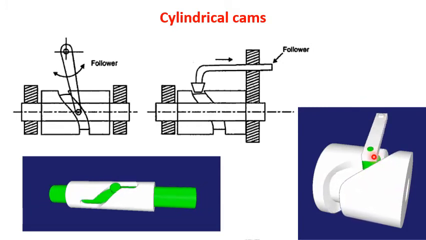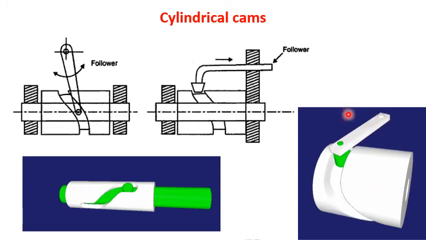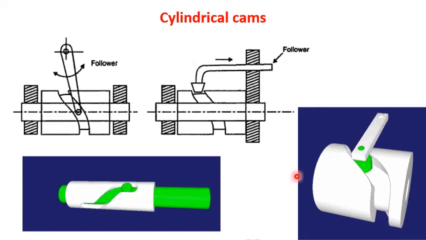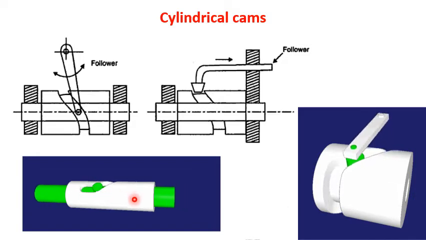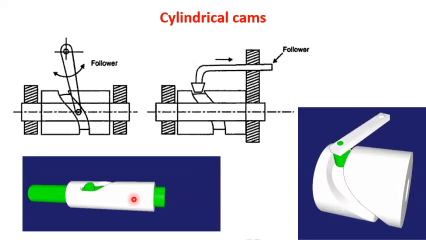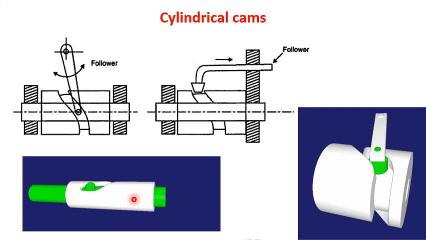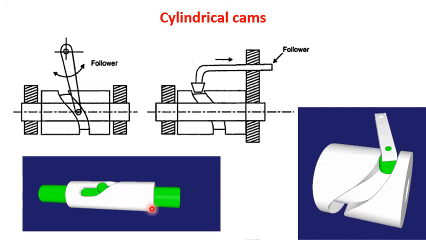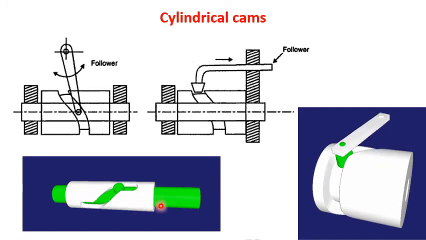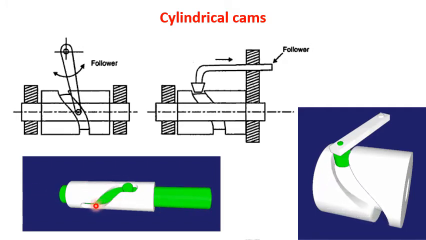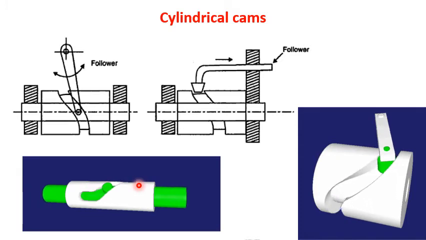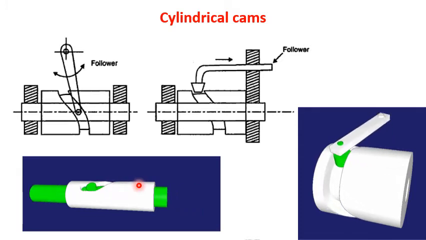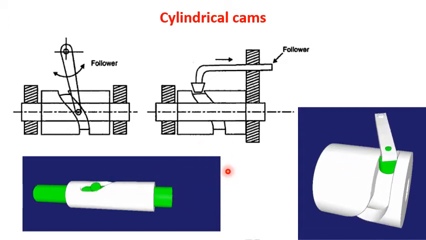So here the follower is having oscillatory motion, and this motion is parallel to the axis of the cylinder, whereas in the second case, it is having translatory motion or reciprocating motion parallel to the axis of the cam, and the grooves are made on the circumference of the cylindrical cam. So we call such type of cams cylindrical cams, or drum cams.